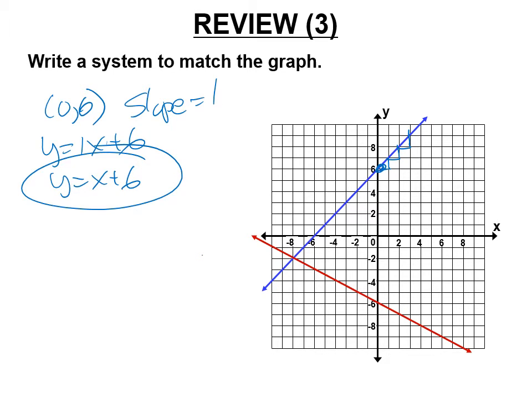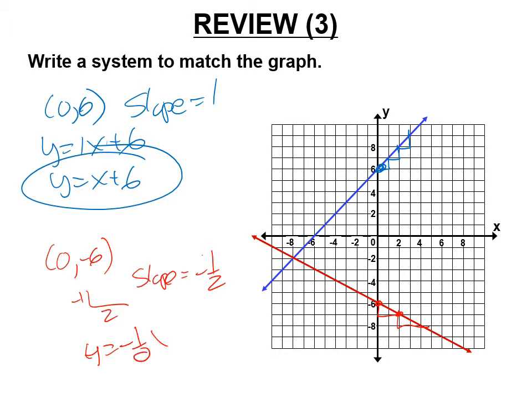We're writing a system. The red one, having pen problems, has a y-intercept of (0, -6). It has a slope of down 1 over 2. What's down 1 over 2? That's a slope of -1/2. So that is y equals -1/2 x minus 6. And what's the solution? I didn't ask that. It's right there, though, (-8, -2).